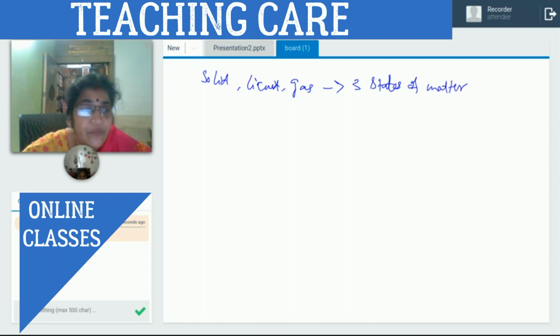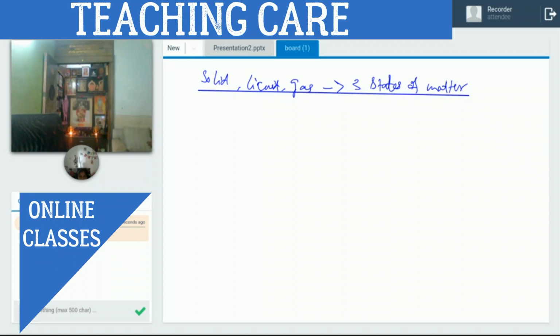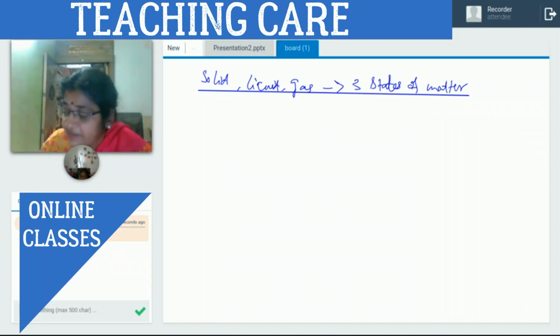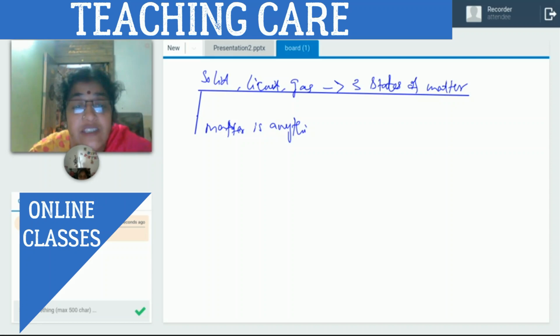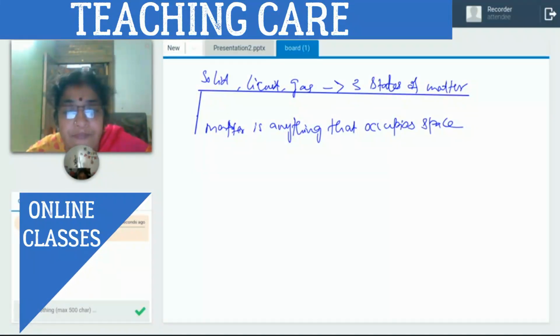How will you define matter? Matter is anything that occupies space, right? Can you give an example? A wooden cube. Okay, very good. That will occupy a space, right?